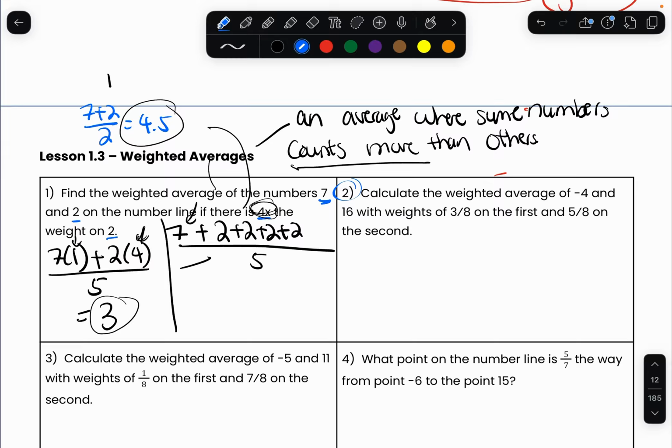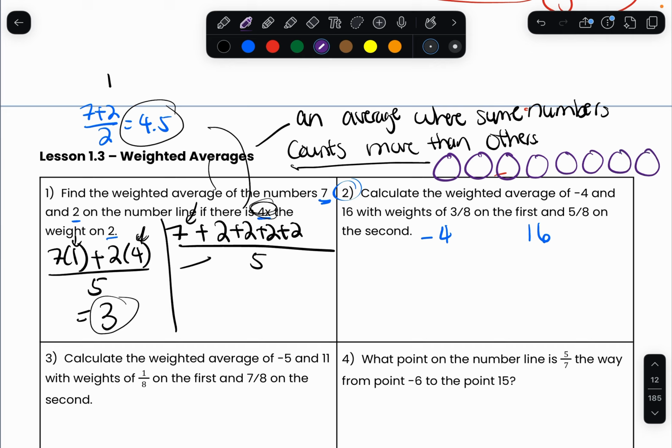on the second. Now to calculate that, let's first drop down two numbers, -4 and 16. That is always our first step. Now here it says with 3/8 of the weights on the first. What this means is that if we have 8 numbers, let me just draw 8 circles to represent 8 numbers. If we have 8 numbers, then 3/8 of those means out of the 8, 3 of those are going to be on the first number. Well, what is my first number? -4. So this means 3 out of the 8 here is going to be -4. That is all it means.